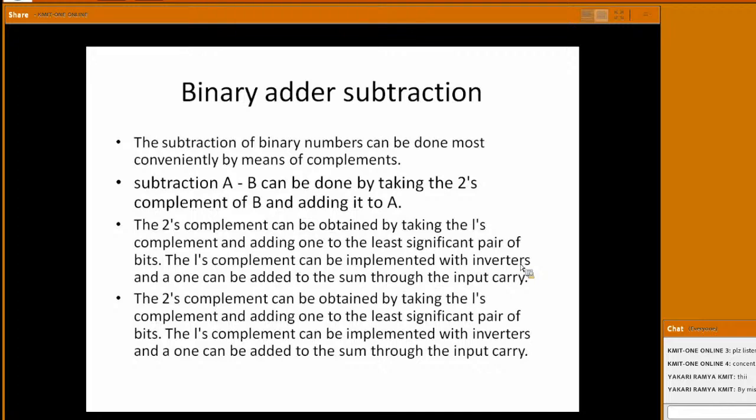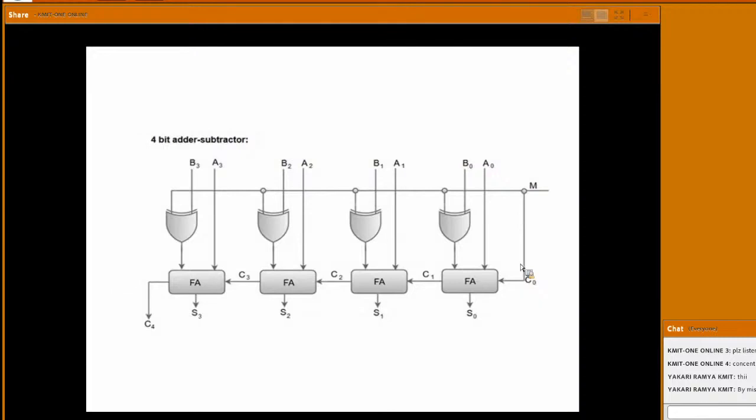Next, we'll see how to perform the subtraction operation using the complement. We have already seen that by using the 2's complement, you can perform subtraction. Now we'll see the implementation of the digital subtraction operation.